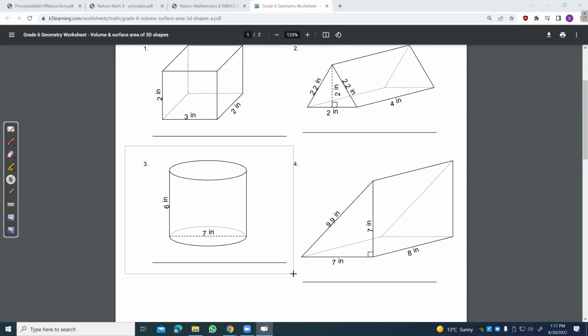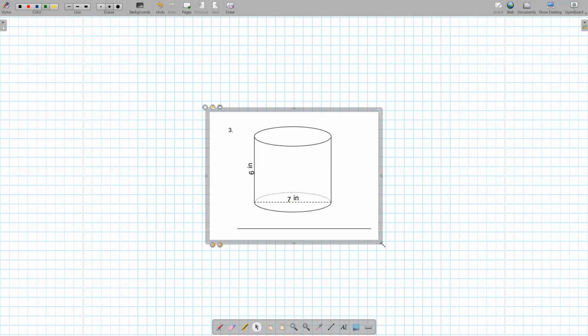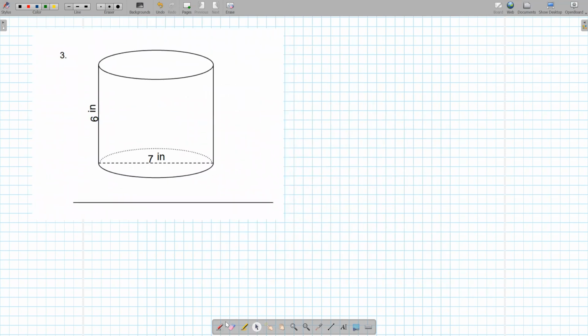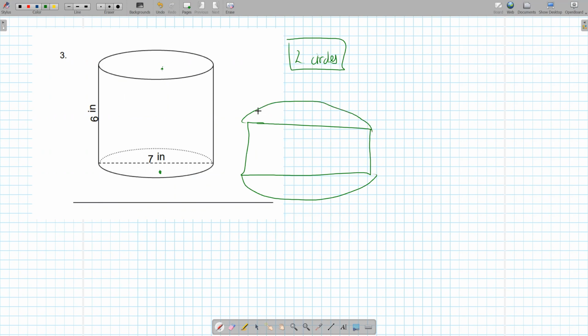Let's look at 3. What's the shape? A cylinder. What's the surface area of a cylinder? We have 2 circles on the top and the bottom, right? Do you find the circumference of a circle? Yeah, that's exactly what you do. Why do you do that? How does that help us? Because if you open it up, it's a rectangle and two circles. Exactly. If we open it up, we would get something like this, and the length of the rectangle would be the circumference.